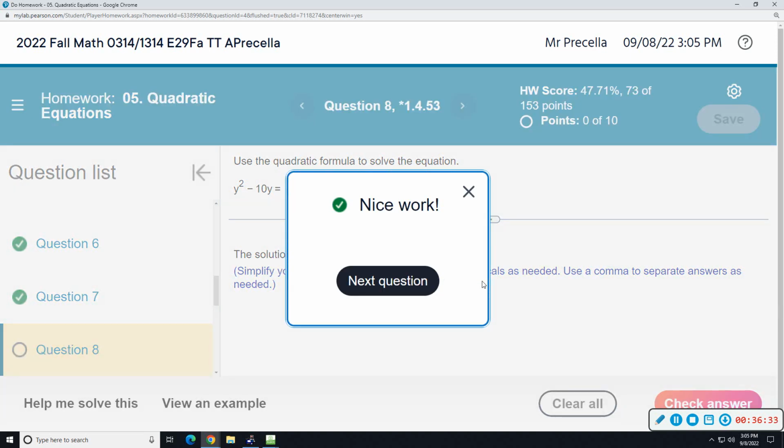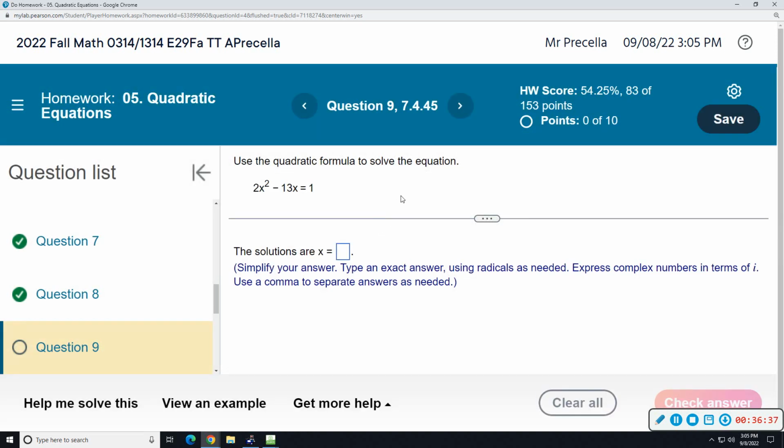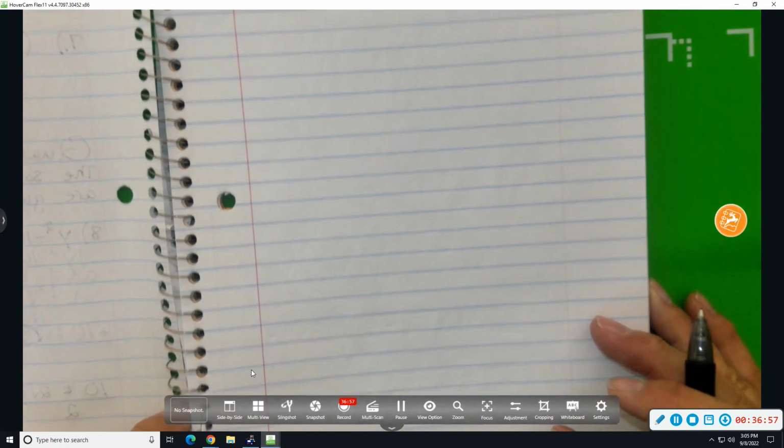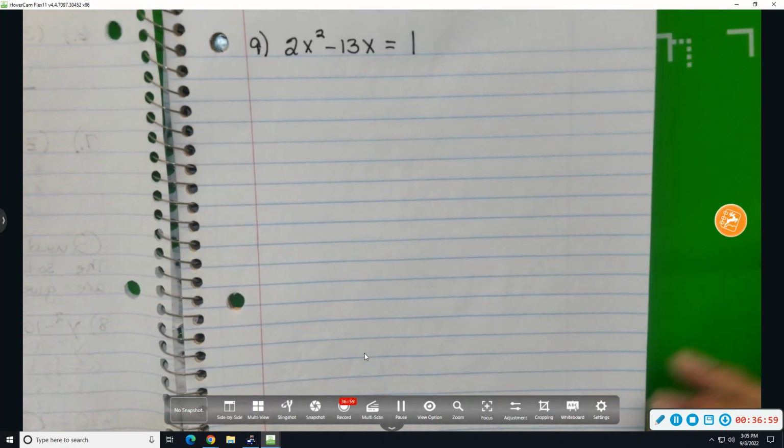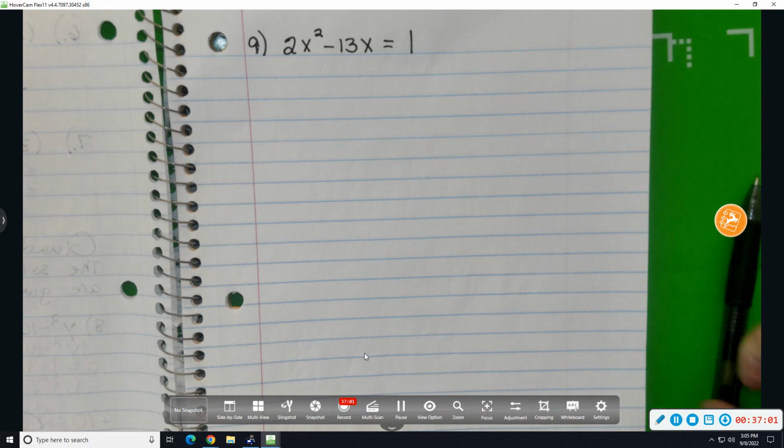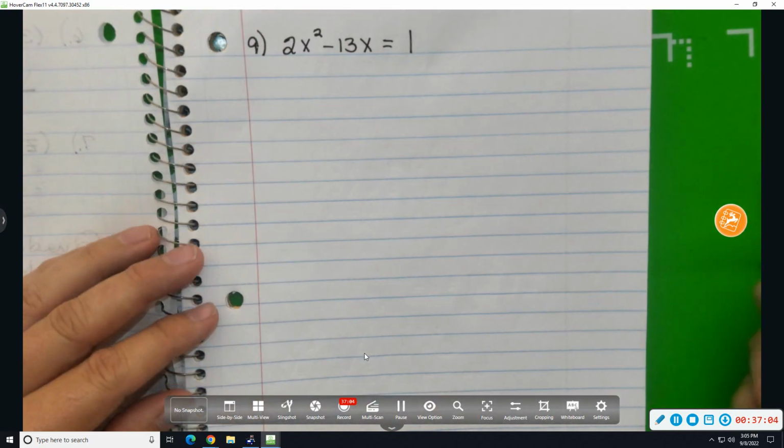Okay, let's do number 9. I was going to ask if you could do it just to show us that it would still work. Oh, well, we'll type the next one in like that this time. 2x squared minus 13x equals 1. I'll do this one. Lower it. I think I moved this thing earlier.